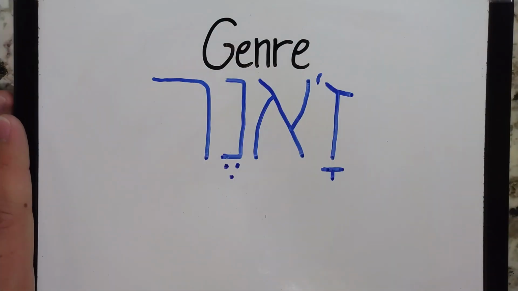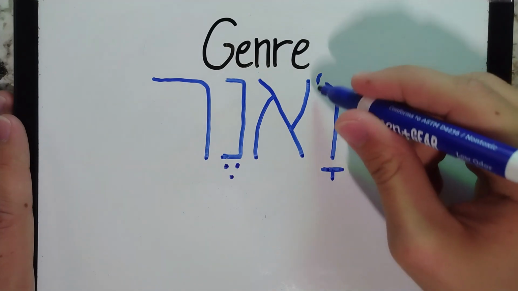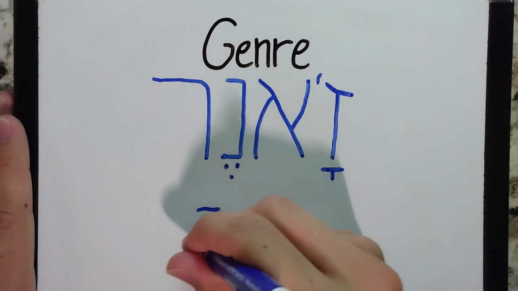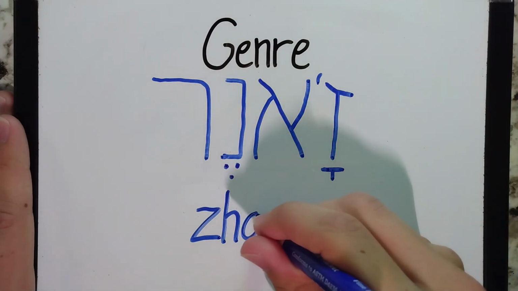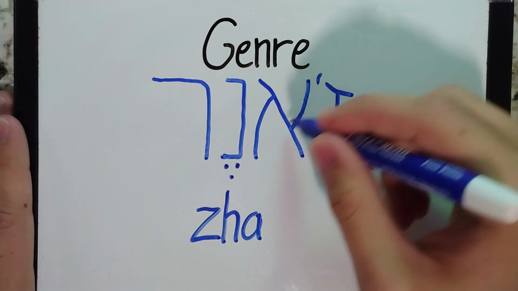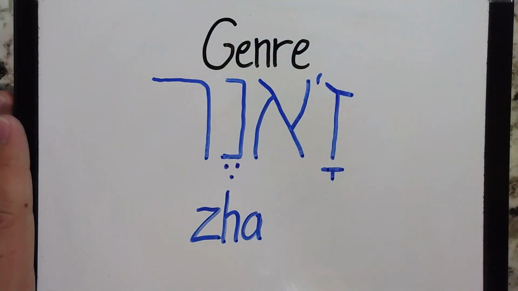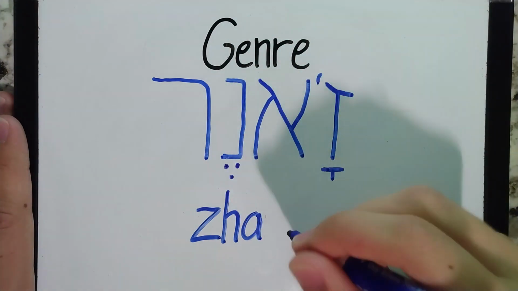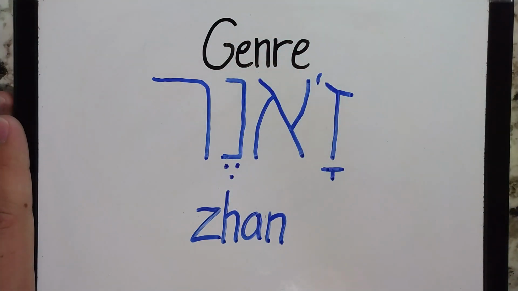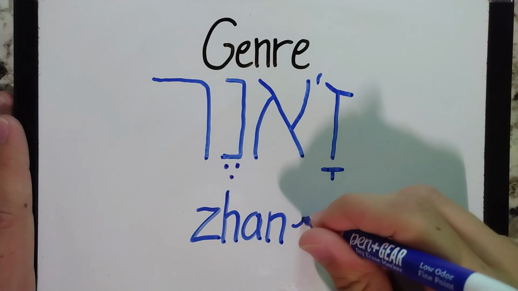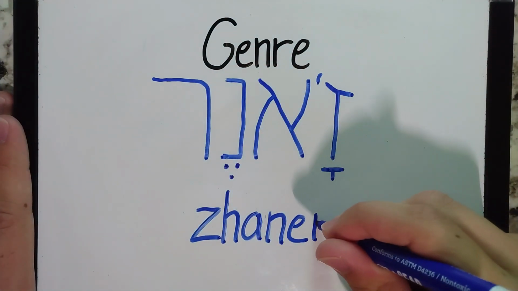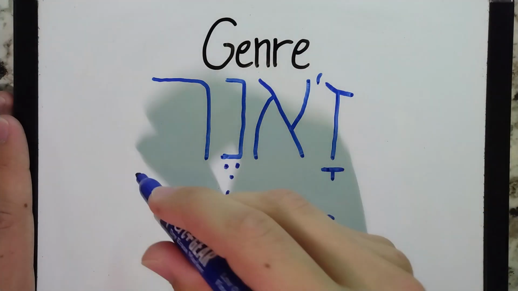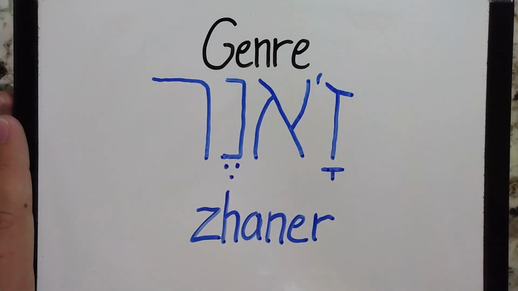The Hebrew word for genre has a zayin with apostrophe. This makes the j sound. Under the zayin, we have a kamatz, which says ah, and then we have an aleph with no vowel marker on it, which means it has no effect on the pronunciation of this word. Next is a letter nun, which makes the n sound. Under that is a segol, which says eh, and finally we have a resh at the end of the word, which says r. Janer. Janer means genre.